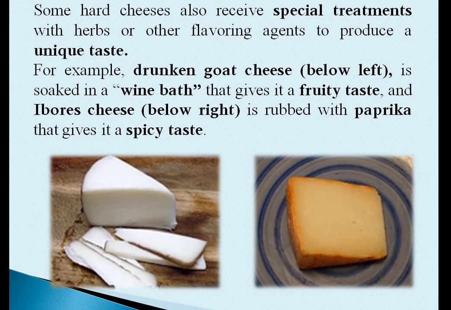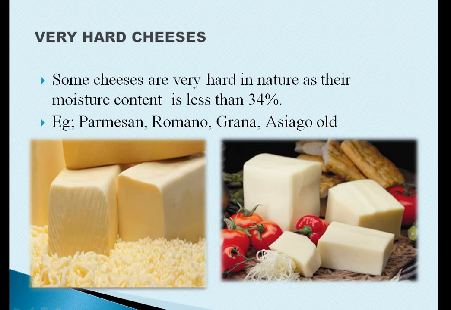Some hard cheeses also receive special treatments with herbs or other flavoring agents to produce a unique taste. For example, the drunken goat cheese, below left, is soaked in a wine bath that gives it a fruity taste. And the Ibores cheese, below right, is coated with paprika that gives a spicy taste. So this is a drunken goat cheese and this is the Ibores cheese. These are two types of hard cheeses.